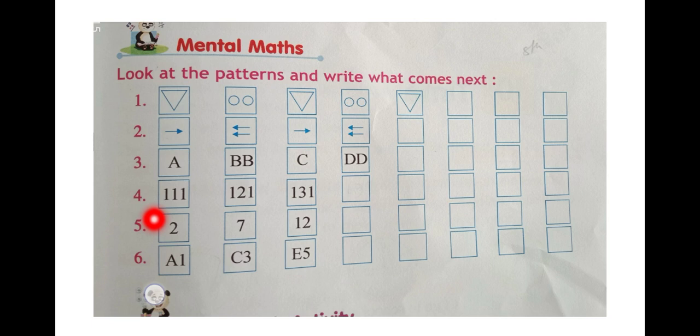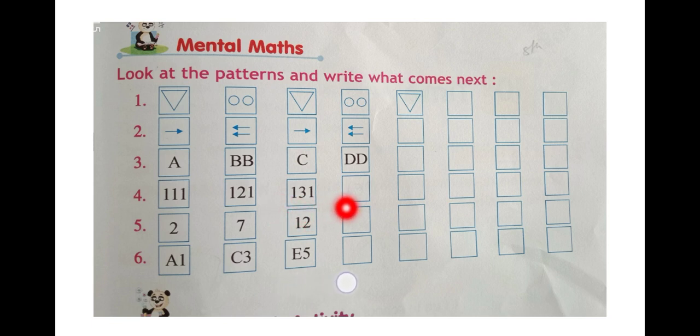Okay. Then the fourth one is patterns using numbers, isn't it? So what is the first number? 111. Then the next one is 121, isn't it? The third one is 131. So what is the pattern here? Numbers are increasing or decreasing? The numbers are increasing, right? 111, 121, 131. So how many numbers are increasing here? 10 numbers are increased, isn't it? See, 111 plus 10 is 121, right? Then 121 plus 10 is 131, right, children?